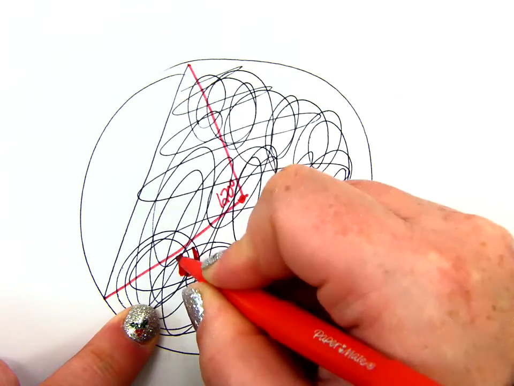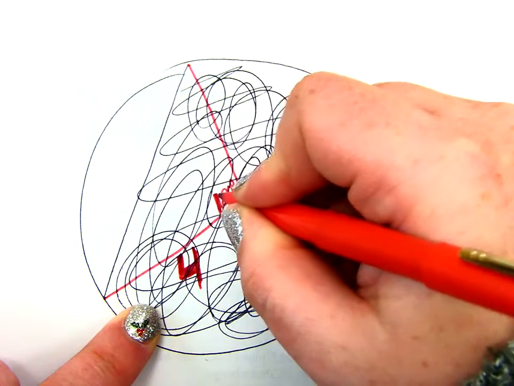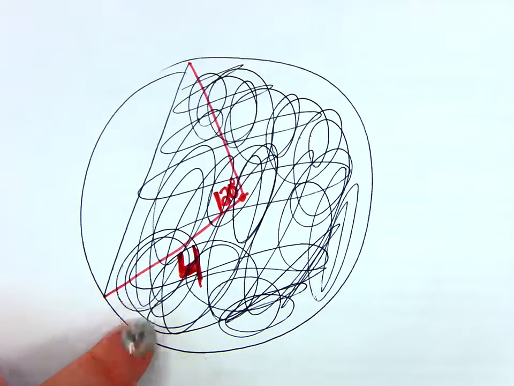Can you tell that that's a 4? Yeah. And that's a 120? Yeah. Sorry. I think I just made it worse.